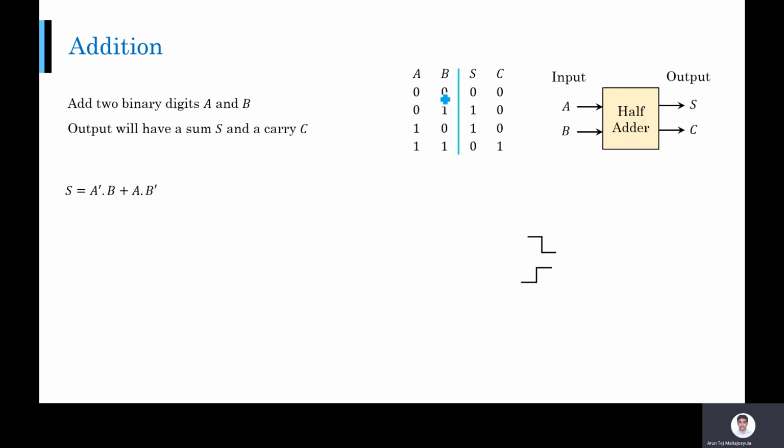So you can easily see the values here. A plus B: 0 plus 0 is 0, 0. 0 plus 1 is, sum is 1, carry is 0. Maybe I should have put sum here and carry here. That would have been more clear. Anyway, 1 plus 0 is 1. There is no carry. 1 plus 1, sum is 0 and carry is 1.